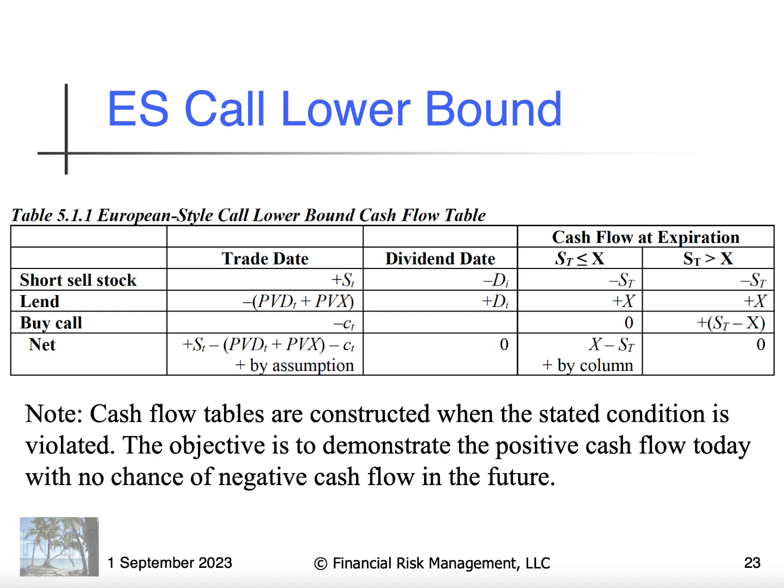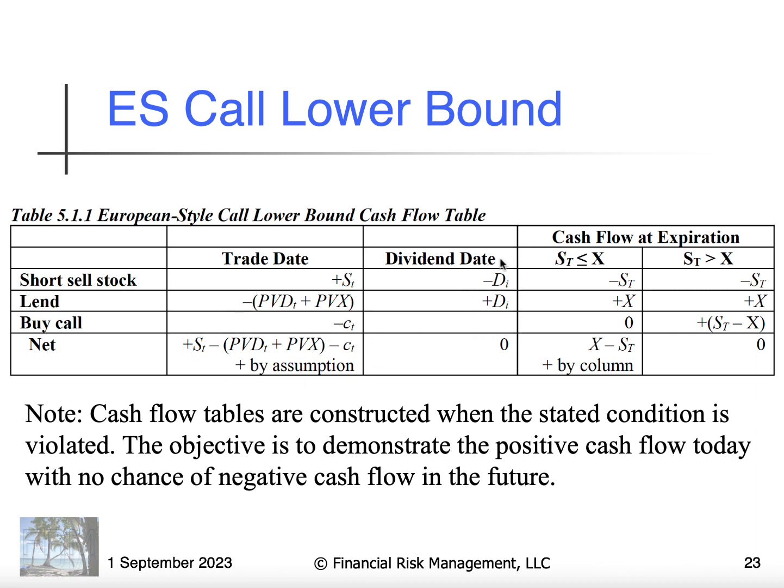Just to illustrate this briefly, for the European style call lower bound, if in fact there's a violation, what I will do is I'll short sell the stock, I'll lend the present value of the dividend and the present value of the strike, and I'll buy a call option. The net will be a positive cash flow by assumption. Again, I've assumed that the lower bound was in fact violated. If it was, then that stream of cash flows by assumption will be positive.